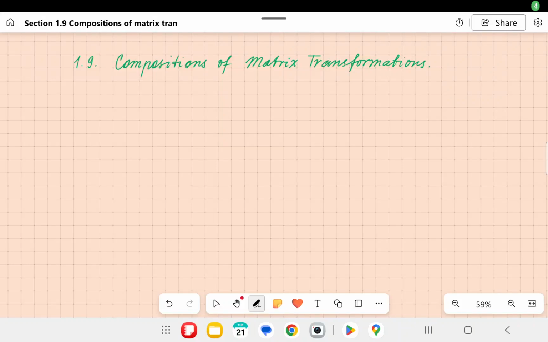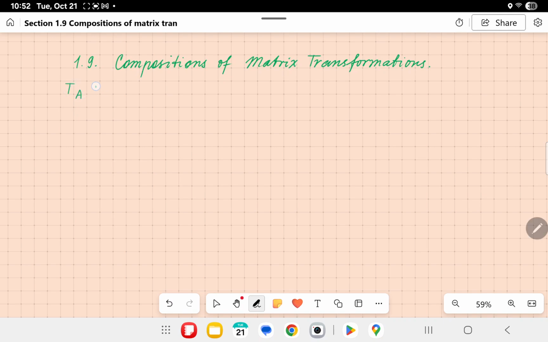Hello everyone! Today we are moving to section 1.9 and continue working with matrix transformations, considering compositions of matrix transformations. So imagine that we do have two matrix transformations.